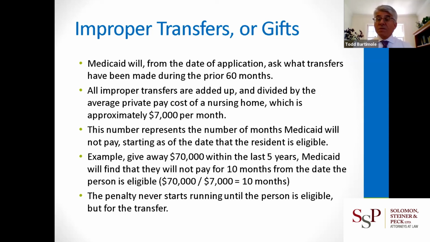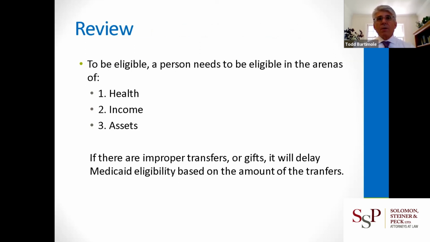But the $15,000 a year thing, you can give $15,000 to 20 people if you have $300,000, but Medicaid's still going to count that as an improper gift. You don't get any pass because the tax law says that that's not a problem for gift tax purposes. So Medicaid doesn't care about the tax law. They just care about their law.